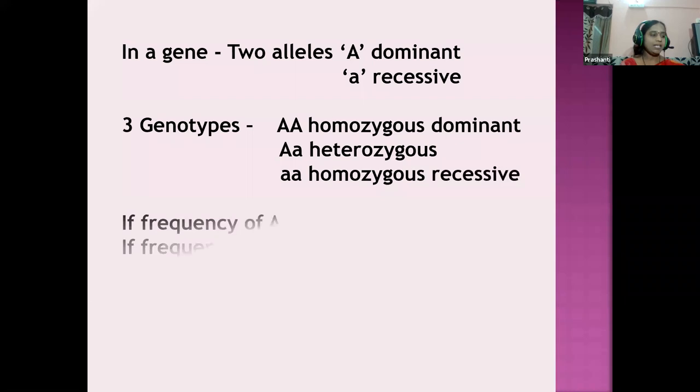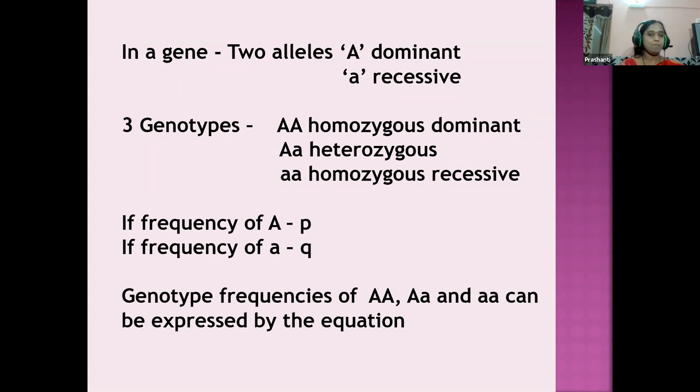Hardy-Weinberg explained the genetic equilibrium in a population. So in a single population for a gene with two alleles, for example, capital A dominant, small a recessive, three genotypes are possible. That is capital AA homozygous dominant, capital A small a heterozygous, and small a homozygous recessive. For example, if we consider the frequency of capital A is p, and the frequency of small a is q, then how can we calculate the genotype frequencies?